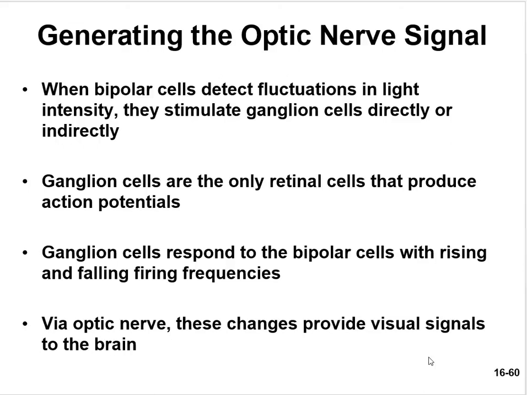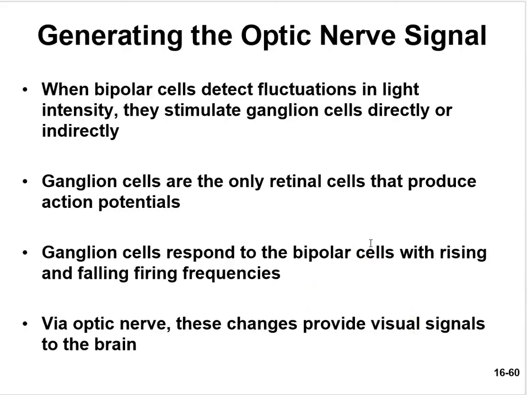So to generate the optic nerve signal, the bipolar cells will detect fluctuations in light intensity and will stimulate the ganglion cells directly or indirectly. The ganglion cells are the only retinal cells that produce action potentials, and they respond to the bipolar cells with rising and falling firing sequences or frequencies. Then via the optic nerve, these changes provide the visual signals to the brain.